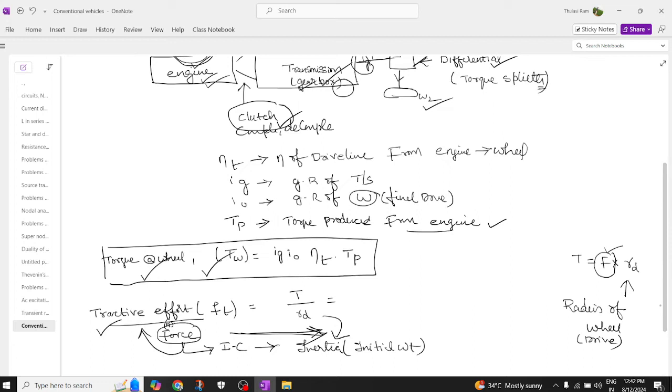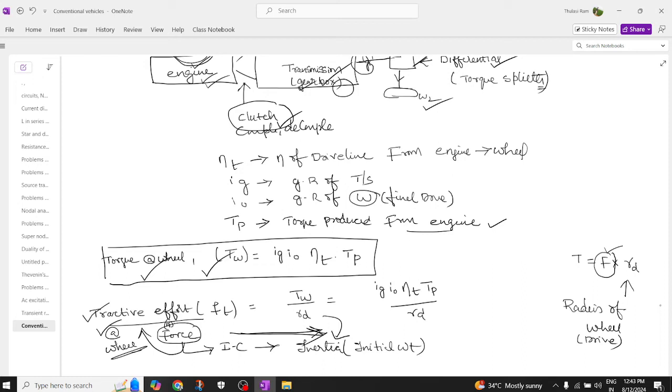What is this torque? This is nothing but torque produced at the wheel. So already the formula of torque produced at the wheel is Ig I naught eta T into TP, divided by RD. Then you are going to find out the tractive effort produced at the wheel. So the tractive effort produced at the wheel or the wheel drive is nothing but torque by radius. Okay, so this is how to find out the maximum force or the tractive effort or the force developed at the wheels of an IC engine.